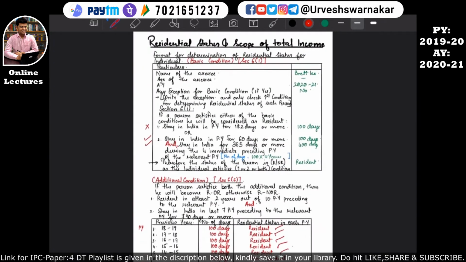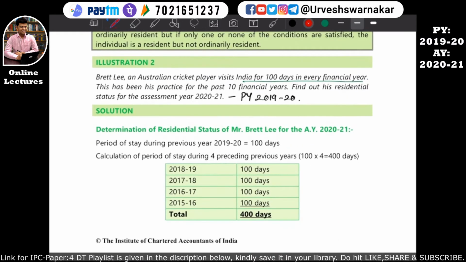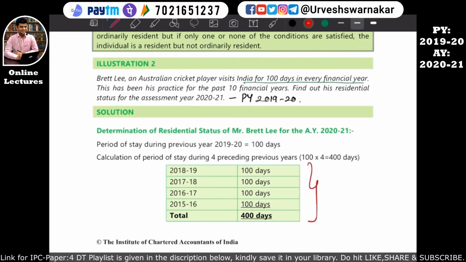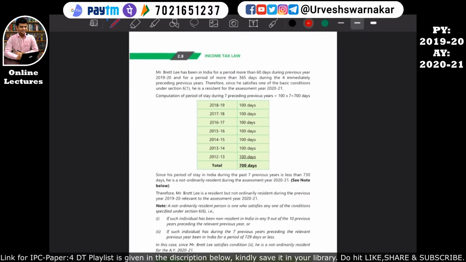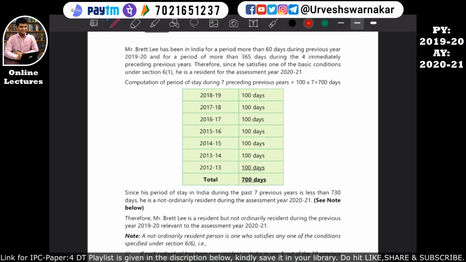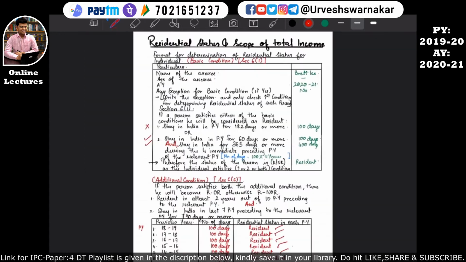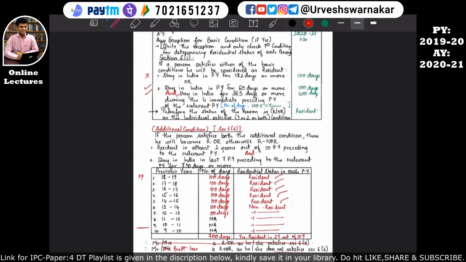In exam, see how ICAI has solved it. ICAI has solved first section 6 subsection 1, then they have taken this. Any which way it is running into more than 1.5 pages. So better, this is the format. It will take one complete page.